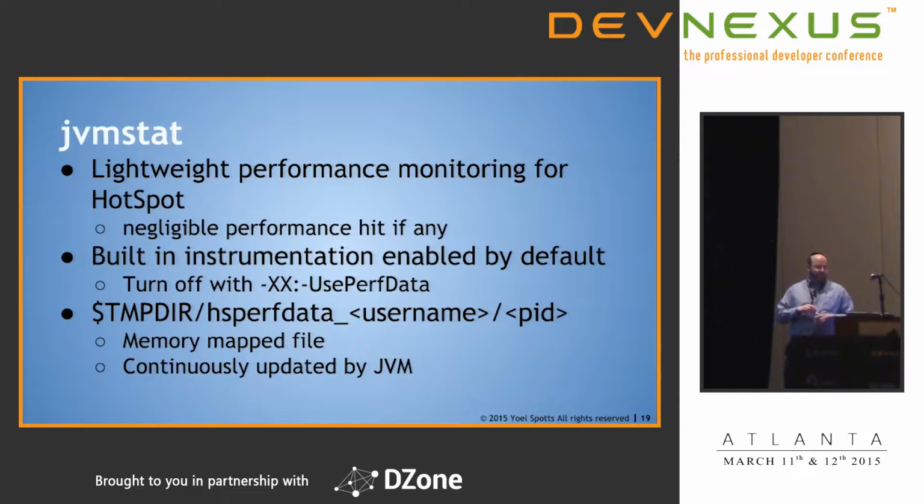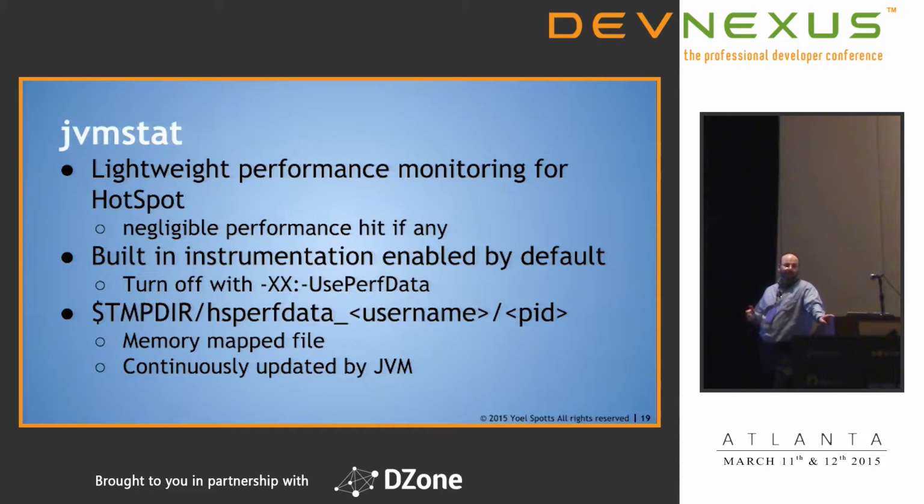All right, next one. Next one is JVM stat. JVM stat is actually a lightweight performance monitoring for HotSpot. And when you run a program, unbeknownst to you, the JVM is actually doing some monitoring on that process. Now the good news is, because this is the default, unless you specifically turn it off with this JVM parameter right there, it's been optimized to such an extent that there is a negligible performance hit, if any.